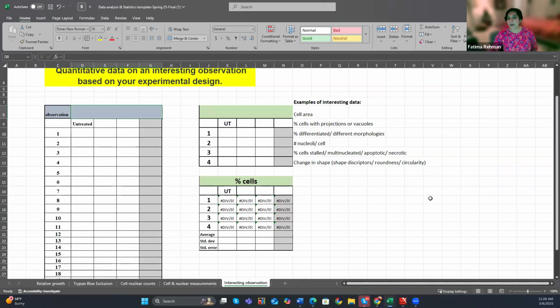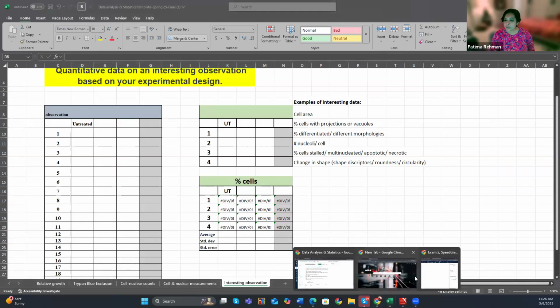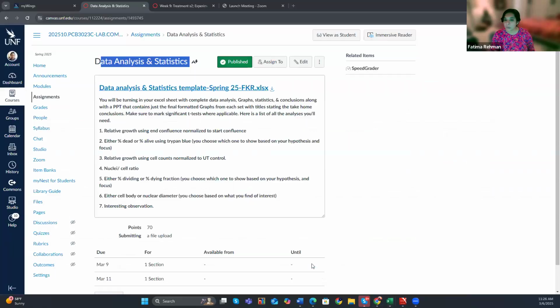All the data, once you have all your graphs, you're going to copy just the graph and the conclusion to a PowerPoint. So you will have 7 total slides in the PowerPoint that you will turn in along with your Excel sheet. These are the 7 that you're doing. Okay, it shows you right here. Each one is worth 10 points, essentially.